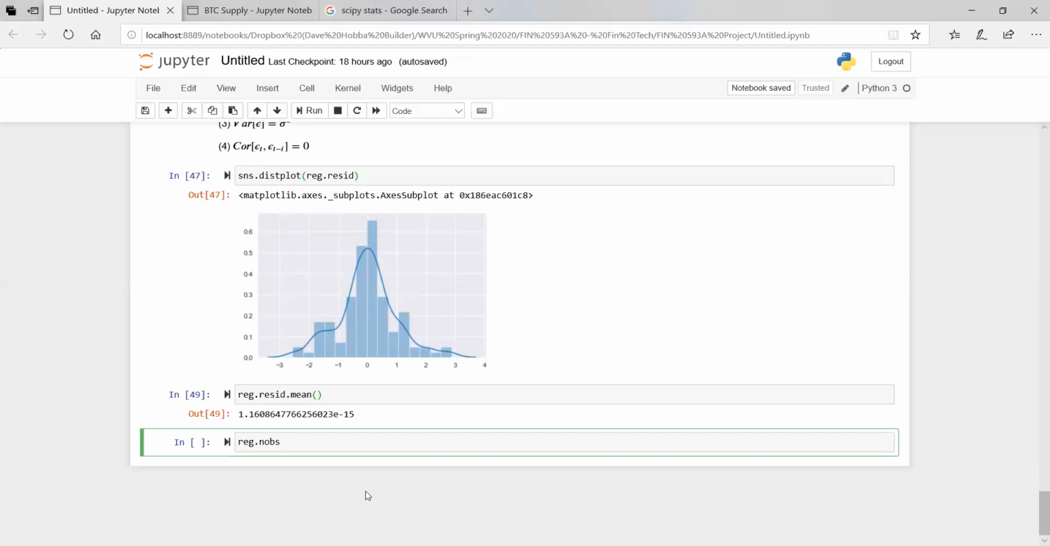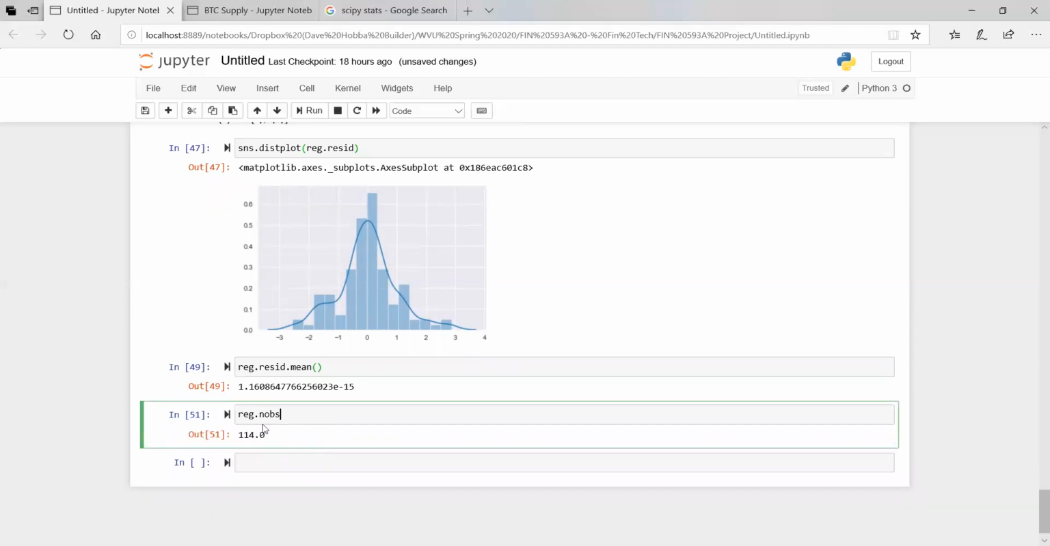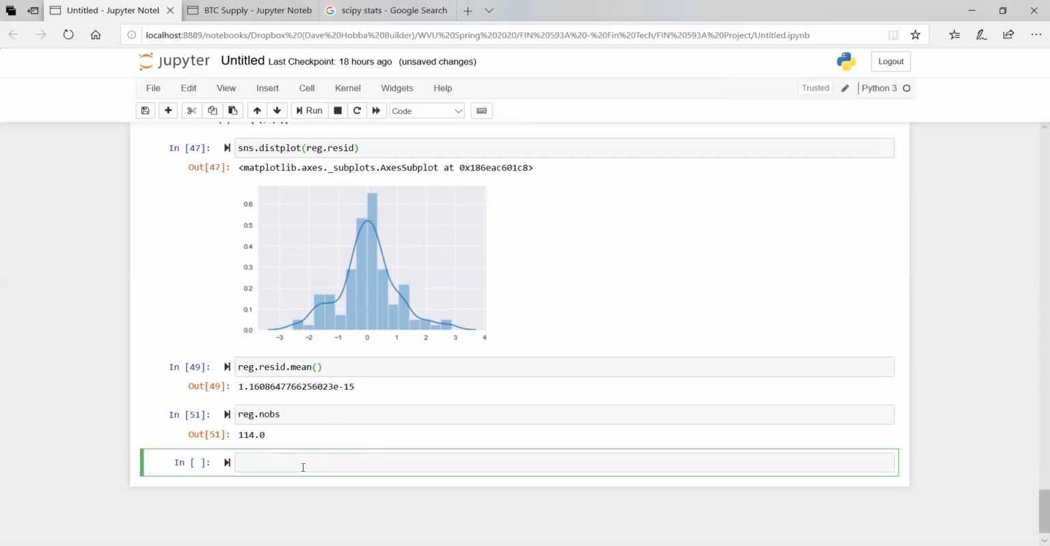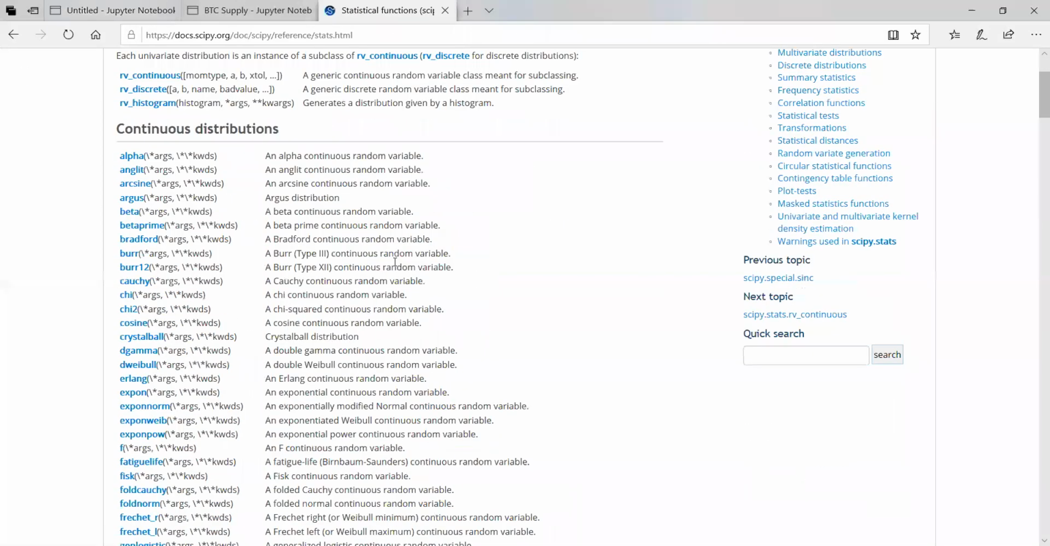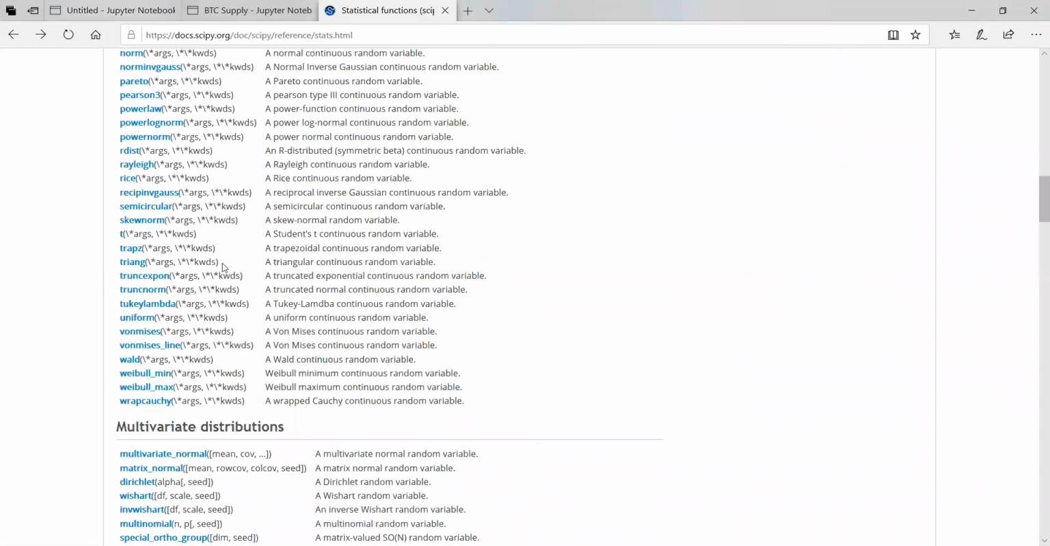So for the standard error, to get the n, the size, we do reg.nobs. This gives us 114. So this is our n. So n is equal to reg.nobs. Whenever you do this, your t-stat would just be the mean divided by the square root of the variance divided by the number of observations. To get your t-stat for the hypothesis test, we're going to use SciPy stats. In SciPy stats you get statistical functions, and these are all continuous distributions, and it would be t right here.